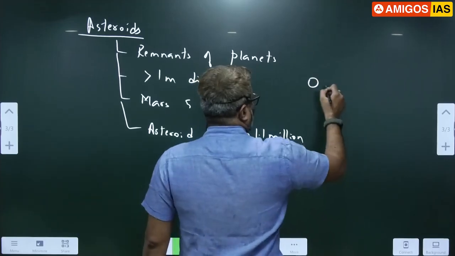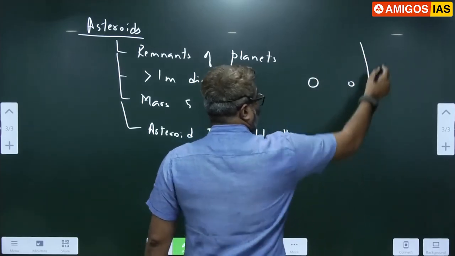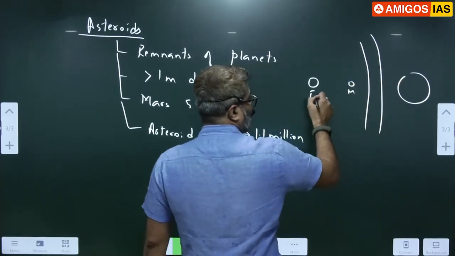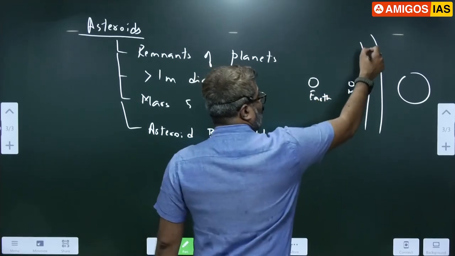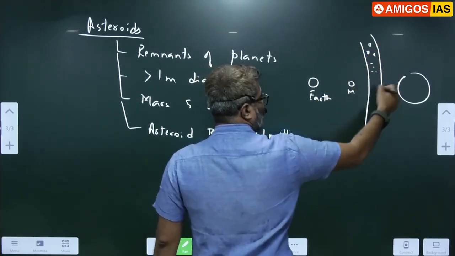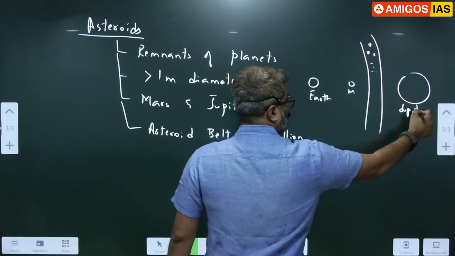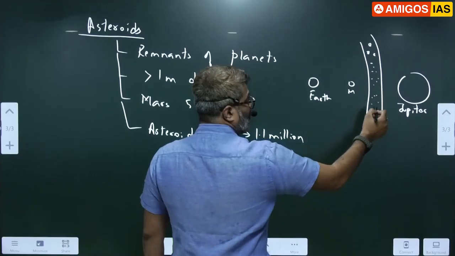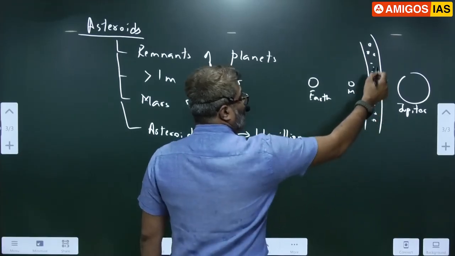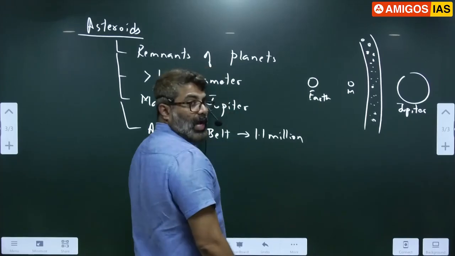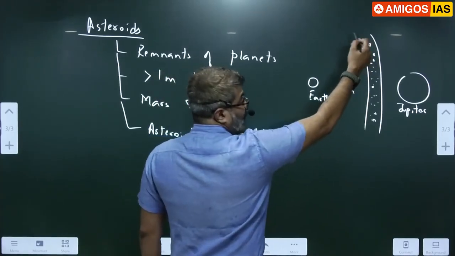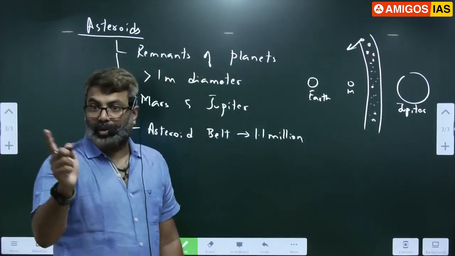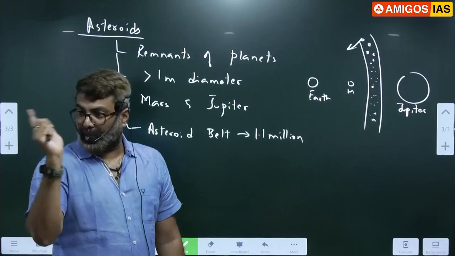Let's say this is Earth, this is Mars, this is the asteroid belt, and this is Jupiter. Correct? Asteroids are here between Mars and Jupiter. So all of you know the location. There are so many here. Occasionally, these asteroids collide with each other. When they collide, some of them will be pushed out of their orbit. Their normal orbit is between Mars and Jupiter. They are also orbiting the Sun.